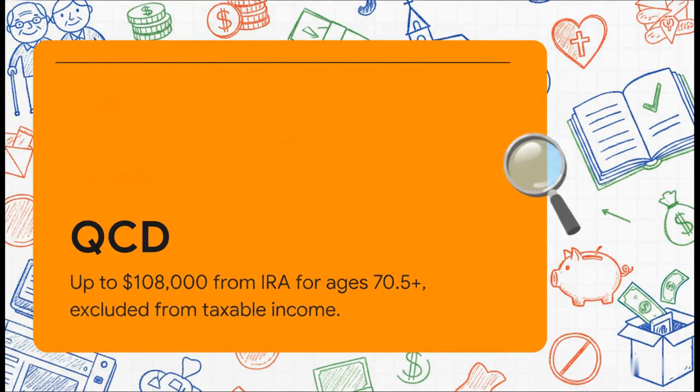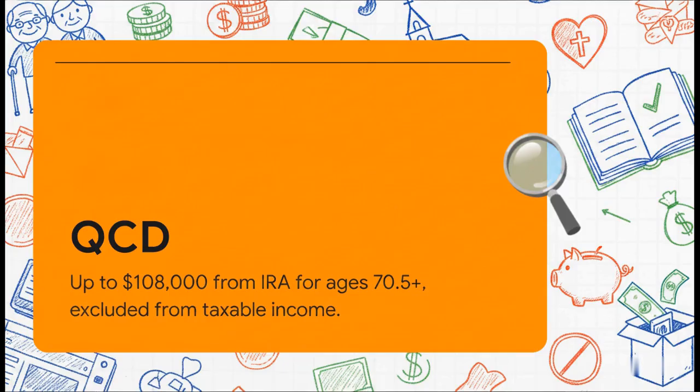Let's look at one more highly effective strategy specifically designed for seniors. It's called the Qualified Charitable Distribution, or QCD. Individuals aged 70 and a half and older can transfer up to $108,000 annually directly from their IRA straight to a qualifying charity. Why is this so powerful? Because QCDs are completely excluded from your taxable income, and they can even count towards satisfying your required minimum distribution.